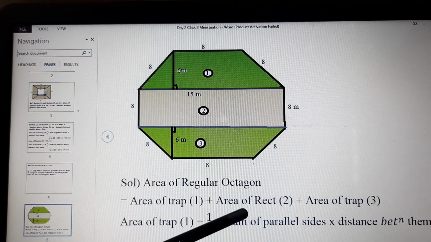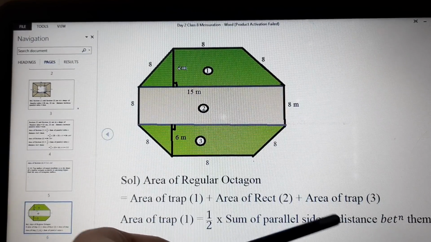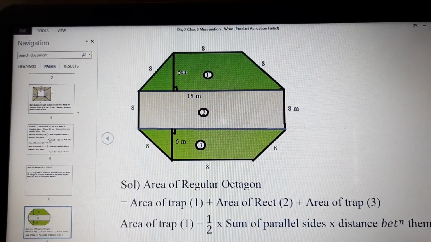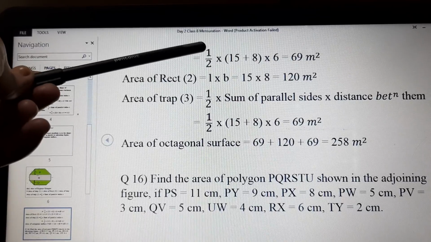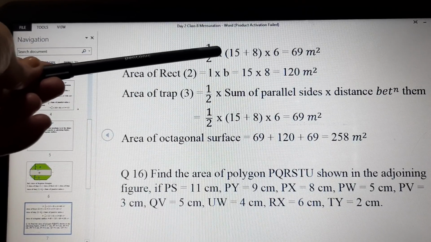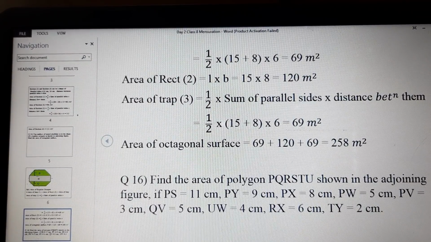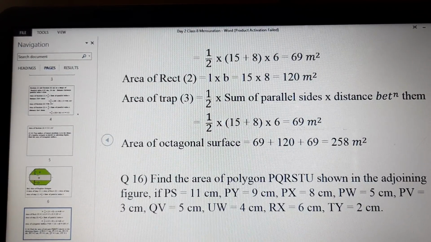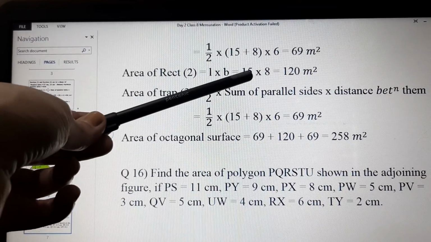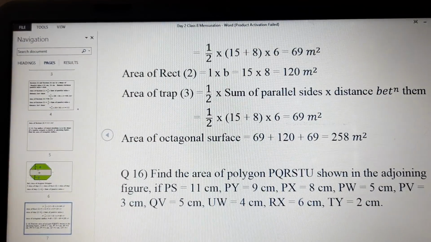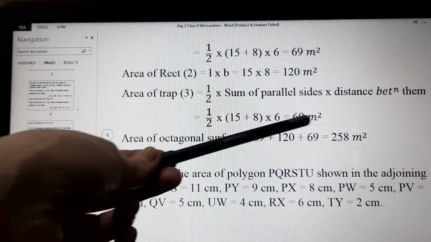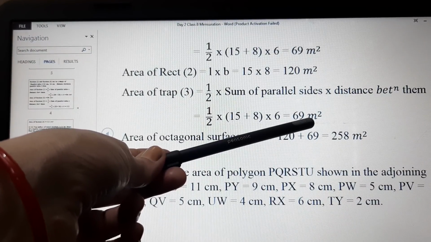We will calculate all 3 and then we will add them: area of trapezium 1 plus area of rectangle 2 plus area of trapezium 3. So, we will calculate separately. Trapezium: 1 upon 2 into the sum of parallel sides, 15 plus 8, into the distance between them, that is 6, which gives 69. Area of the rectangle, L into B, 15 into 8, that is 120. Area of trapezium 3 will again be the same, 69 meter square.